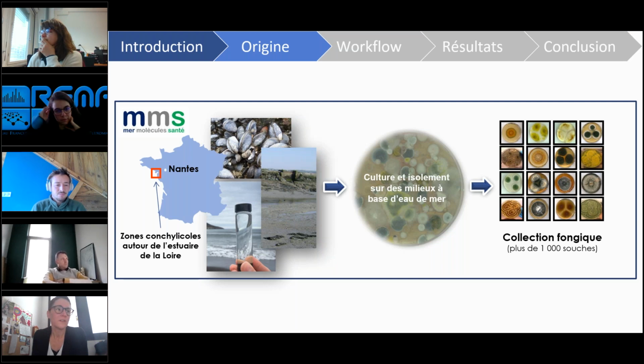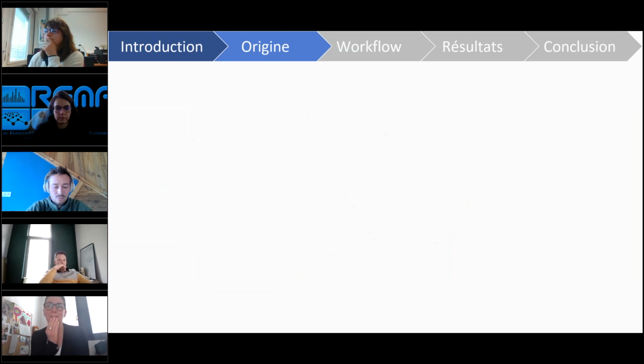All the studies we're performing in the lab come from fungi that have been collected in this part of France, on the coastal area, either from shellfish, sediments, or even seawater. All of those samples have been cultivated, and all the fungi have been isolated from this. At the moment, we have more than 1,000 strains available in the lab for study.